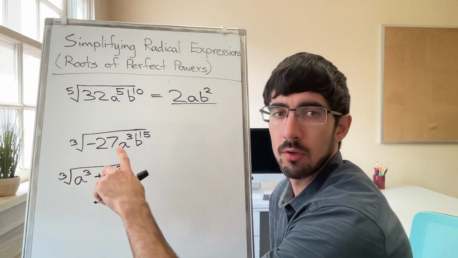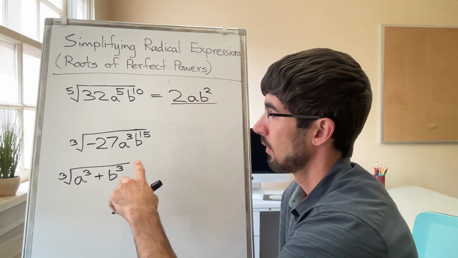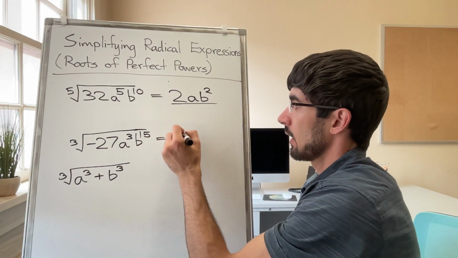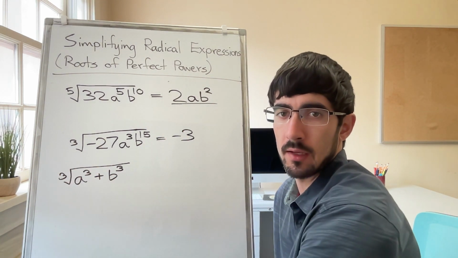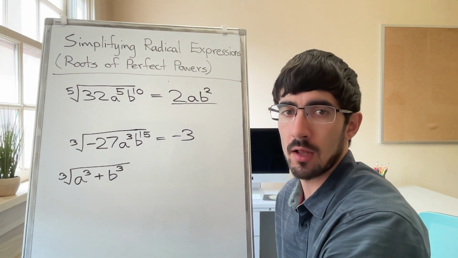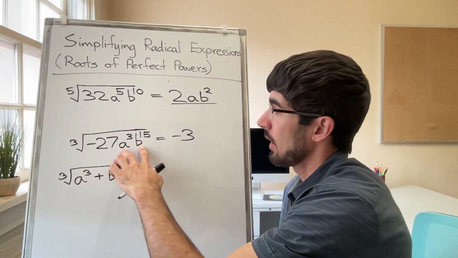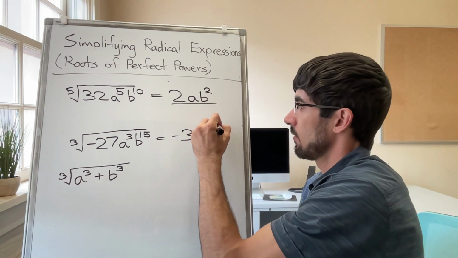Here I have the cubed root of negative 27, a cubed, b to the 15th. The cubed root of negative 27 is negative 3. The cubed root of a negative number is negative. Remember, an even root of a negative number is not a real number. It's undefined in our context. And let's divide the exponents by 3. So I have a to the 1st, b to the 5th.